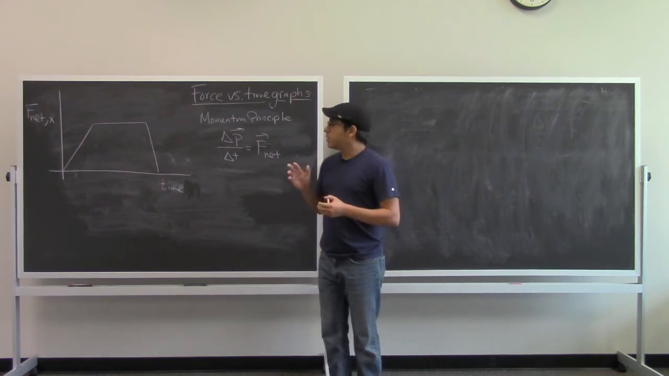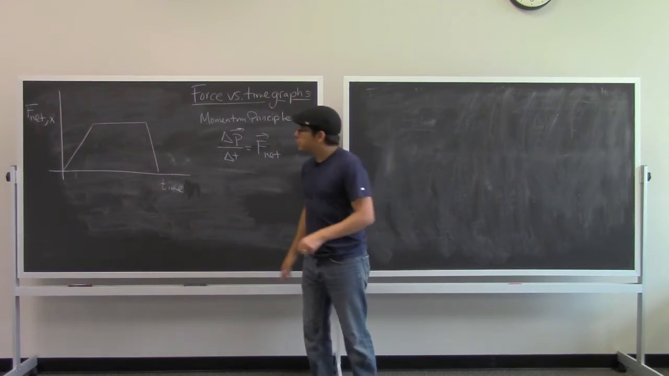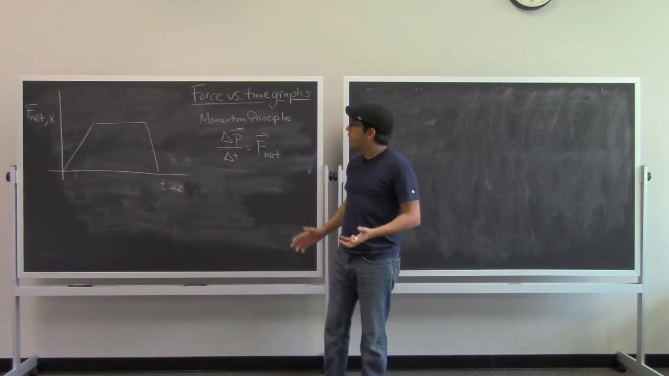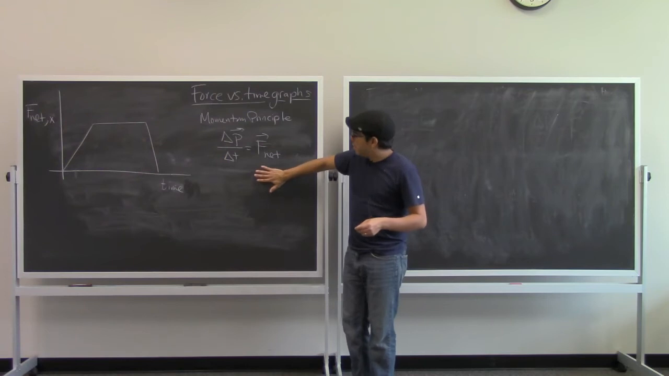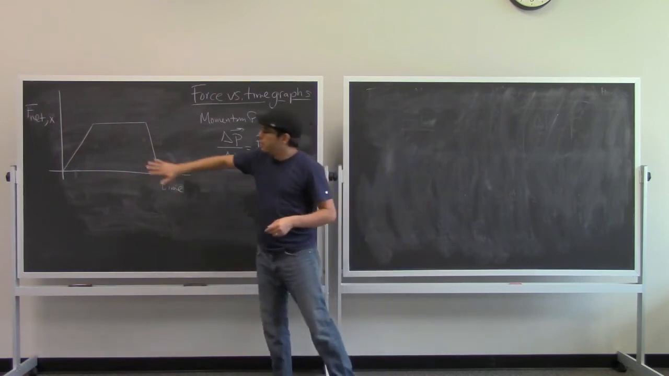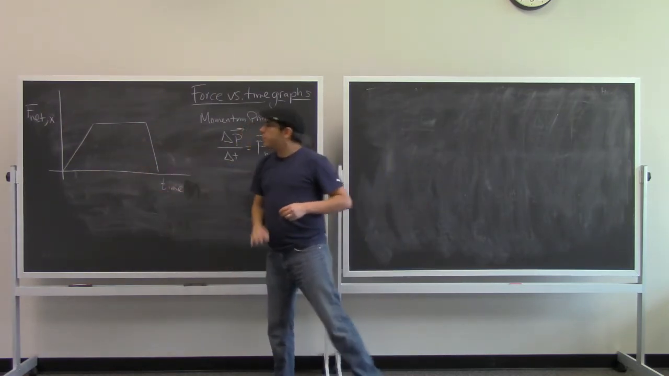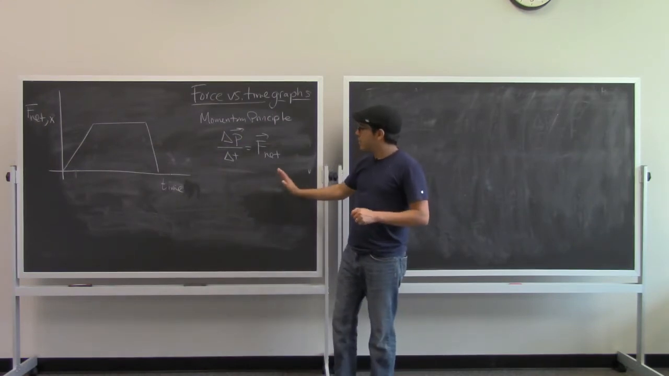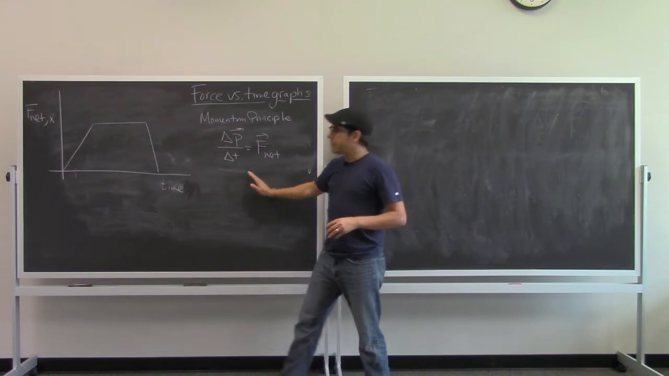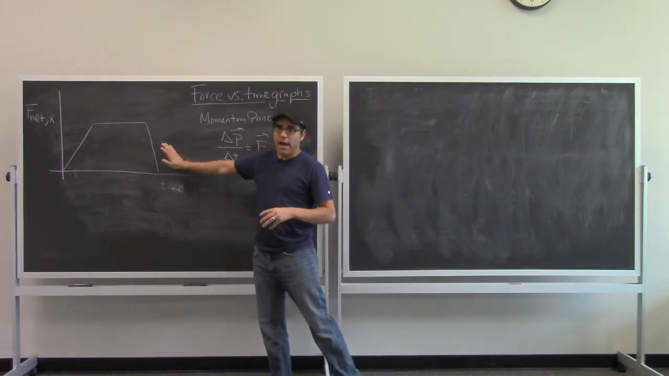So our job in mechanics is to predict and explain motion. One of the ways of doing that is to try to coordinate between mathematical representations of the physics and more diagrammatic or graphical representations of the physics. In this video, we're going to talk a little bit about how we think about the momentum principle as it relates to force versus time graphs.